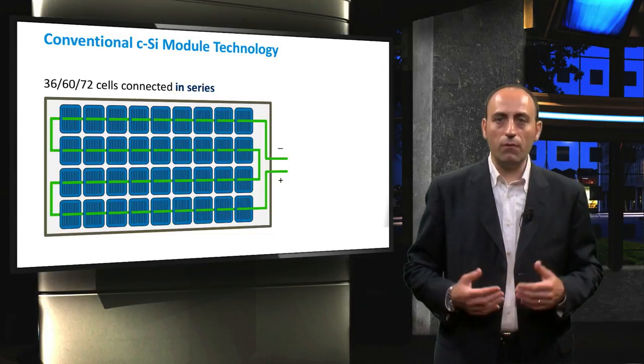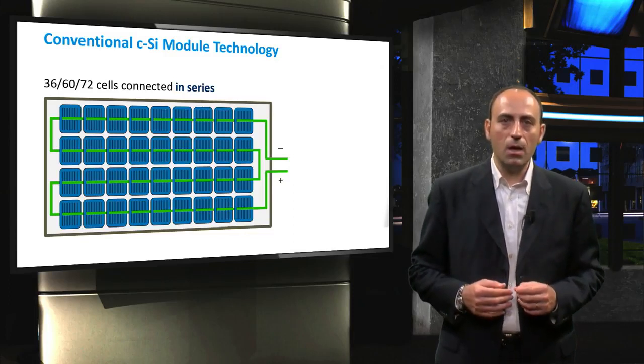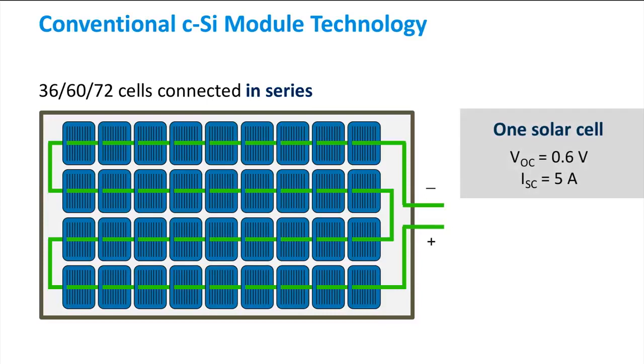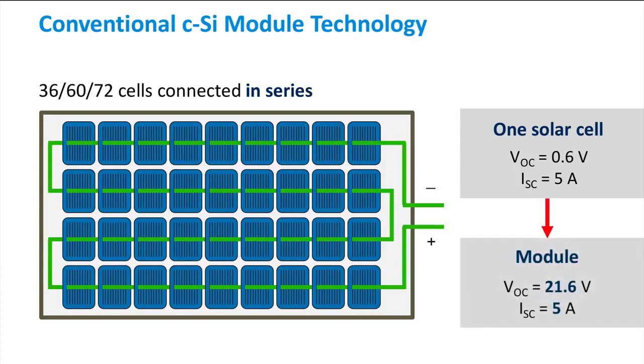Coming back to this example of 36 cells series connected, once we know the IV characteristic of one single junction solar cell, for example, a short circuit current of 5 amperes and an open circuit voltage of 0.6 volts, then we can derive the output open circuit voltage of the module, which would be 36 times higher compared to the single solar cell. The result is therefore 21.6 volts and a short circuit current of 5 amperes, which is the same as one single solar cell.